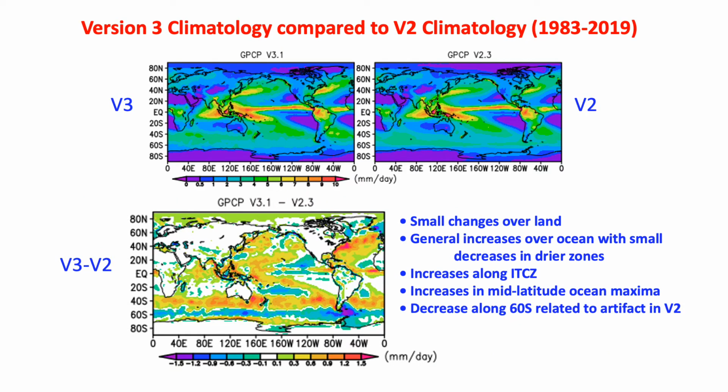Looking at the climatologies from the new and old versions, they are quite similar, as seen in the top. The difference map does show some differences, primarily over oceans, with general increases there, with some decreases in drier zones. There are increases along the ITCZ, and the mid-latitude ocean maxima also increase. And there is a decrease along 60 South related to an artifact in version 2.